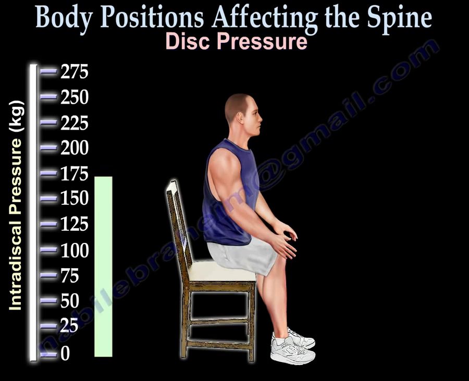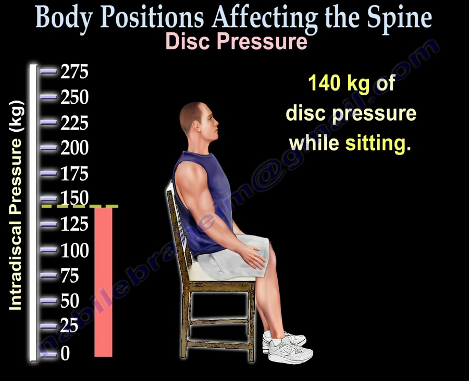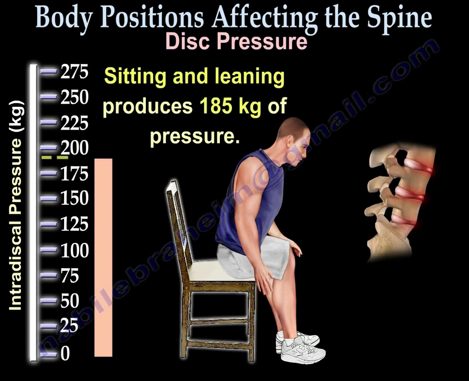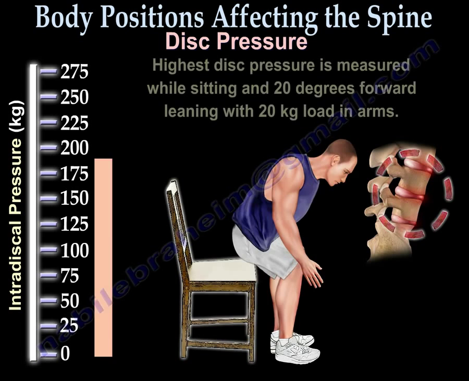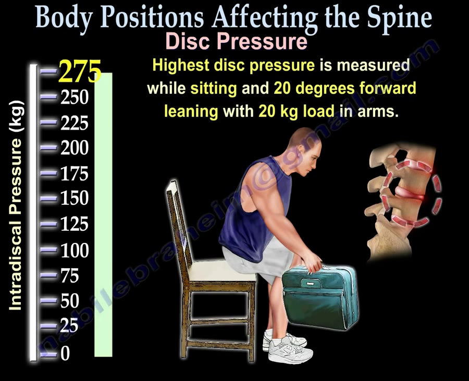A non-load-bearing position of sitting upright will place 140 kilograms of pressure on the lumbar discs. Leaning forward from this position then raises the pressure to 185 kilograms. And finally, the highest pressure that is placed on the disc of the lumbar spine occurs when you are in the seated position and leaning forward while bearing weight. The idea is to hold this weight closer to the body to reduce the pressure being placed on the discs.